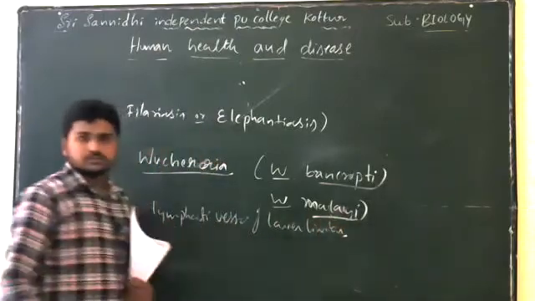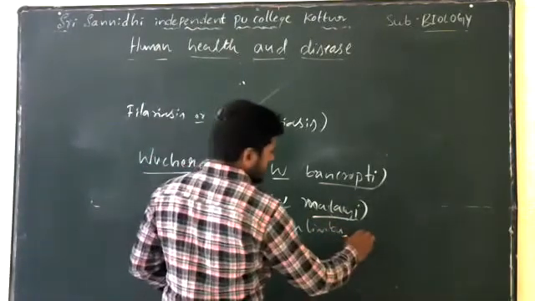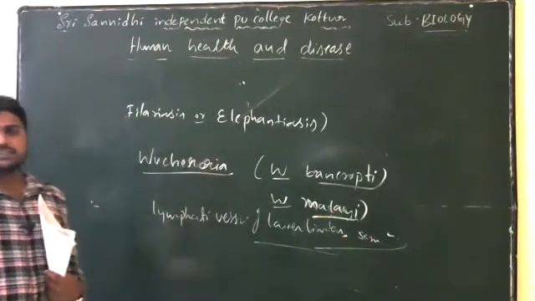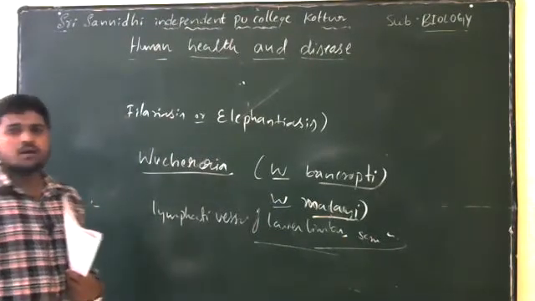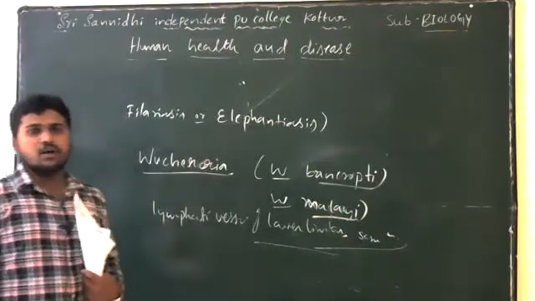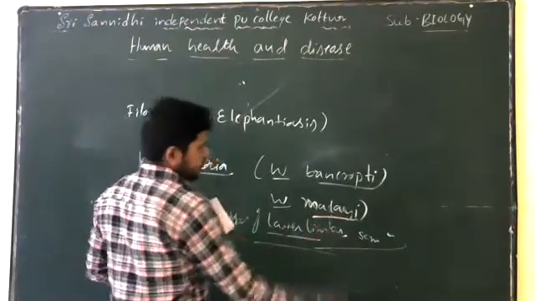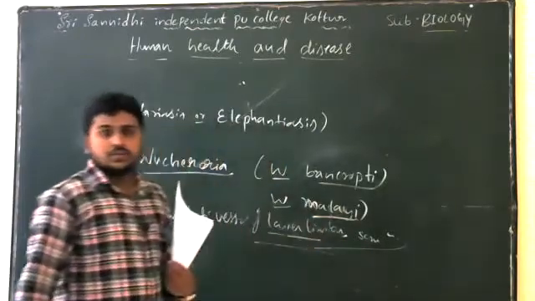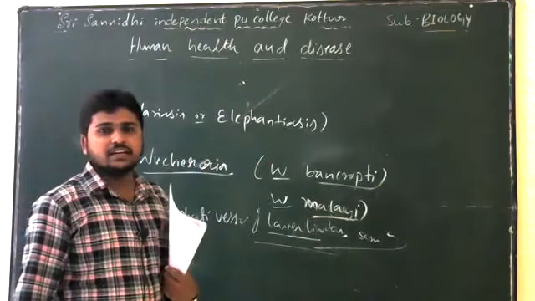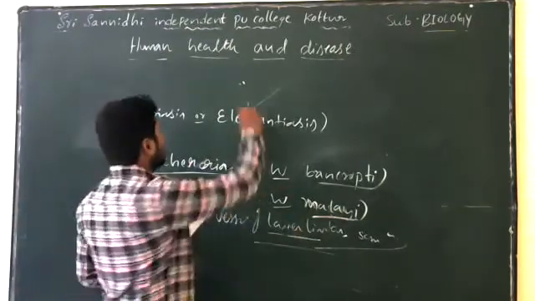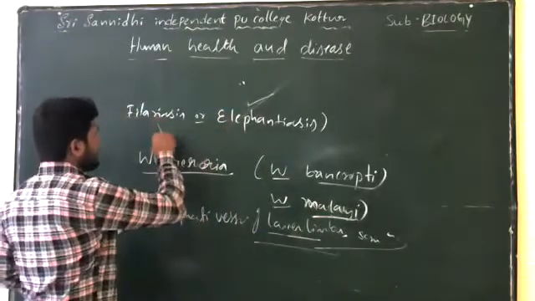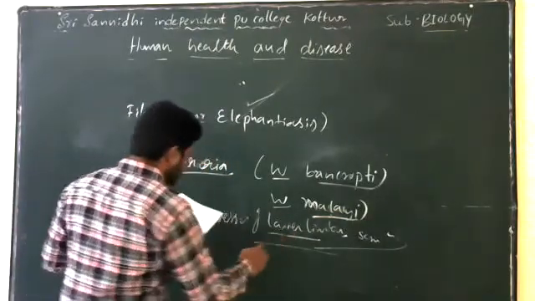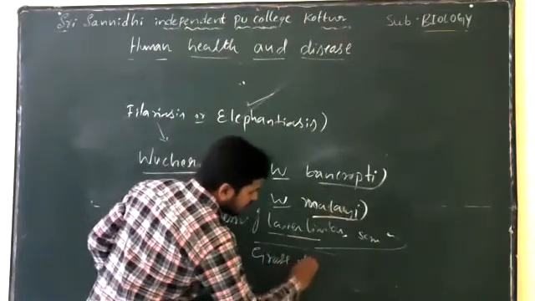The affected areas are the lower limbs, groin part and scrotum. That leads to abnormal increase or swelling of the lower limbs, the legs, so the lower limbs look like an elephant's legs. That's why it is elephantiasis, caused by the filarial worm, that is filariasis. Here there are gross deformities.